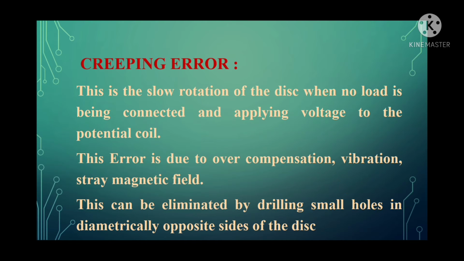disc. So by making two small holes in the aluminum disc, when it comes over the magnet, the flux will be interacting there, so that the error due to creeping can be eliminated by making use of small holes in the aluminum disc at two positions, at the diametrically opposite sides of the disc.